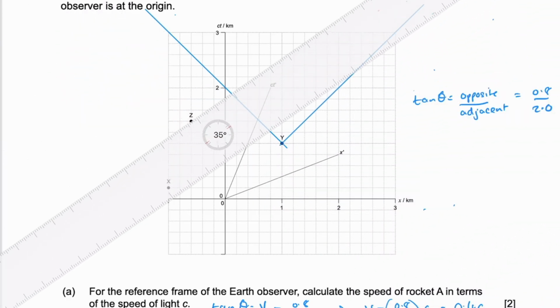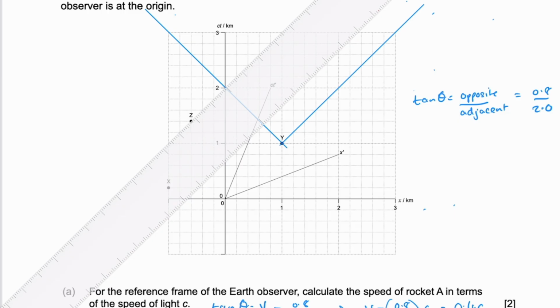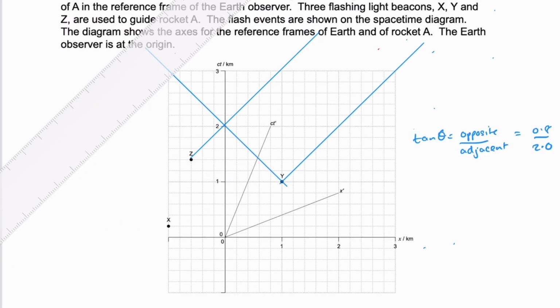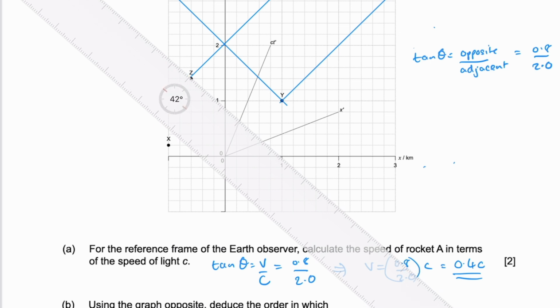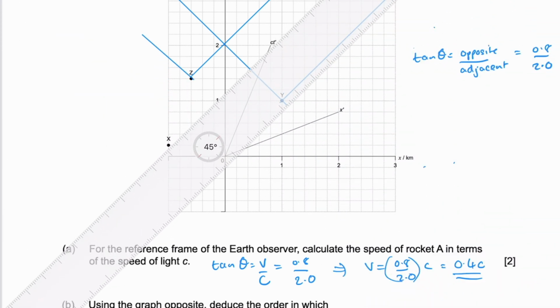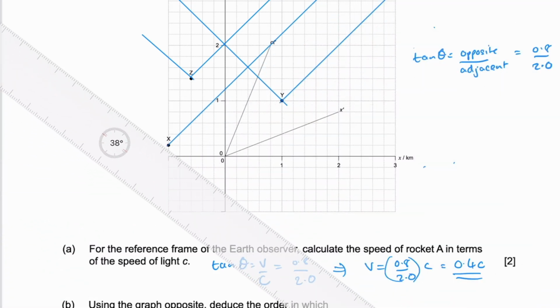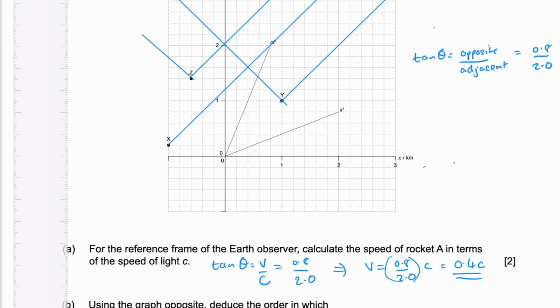Let's draw a light cone here. We're drawing light cones because these flashes of light are emitting light at the speed of light, and this is where they will travel on our space-time diagram.